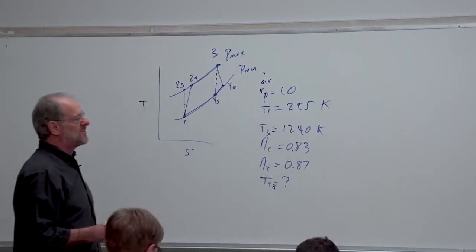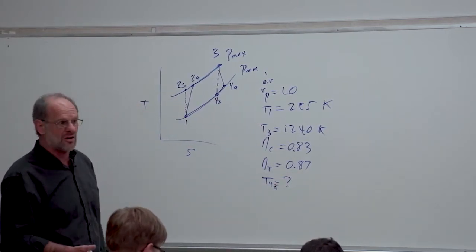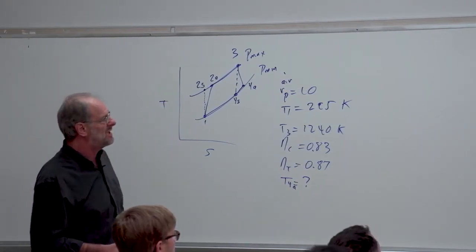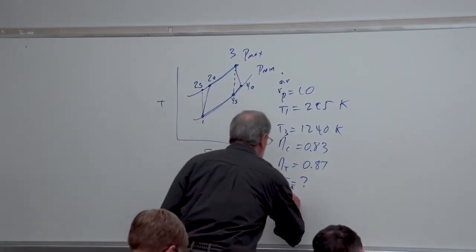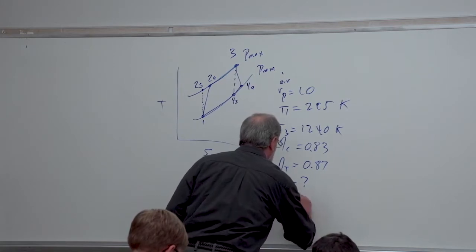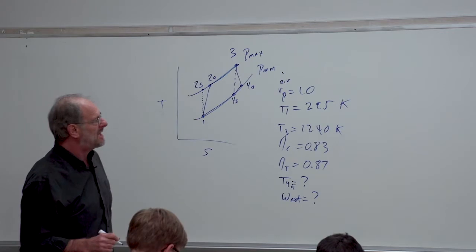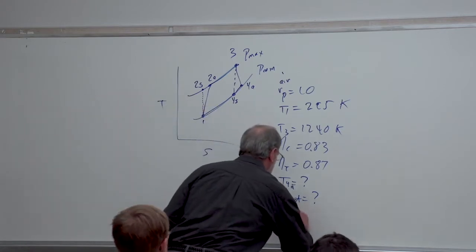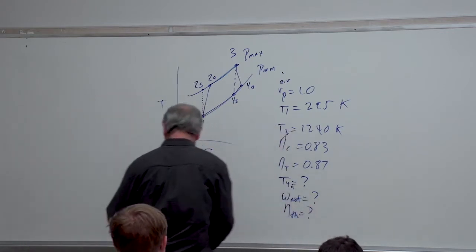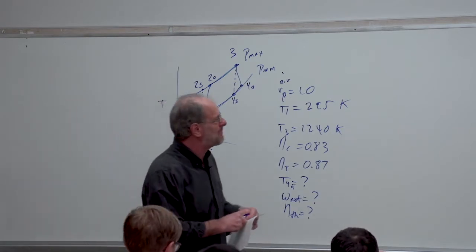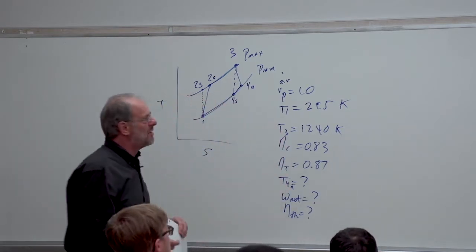They're not asking us for what the temperature would be if it were an ideal turbine, right? They're asking us for the actual turbine exit temperature. So T4A is what we need. We need the net work output. So work net is unknown. And the thermodynamic efficiency. This is also unknown.